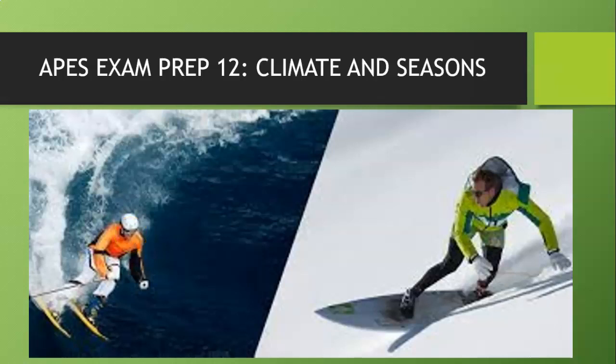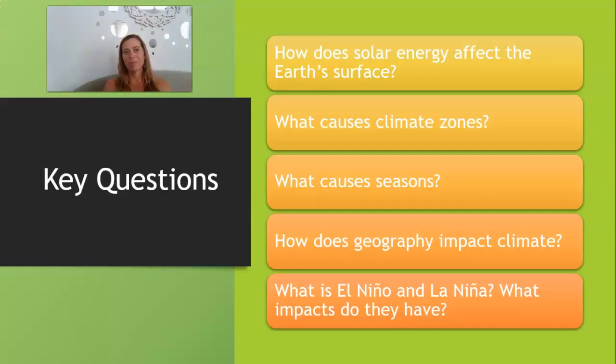This is going to piggyback on prep 11. Still talking about climate, but we're also going to talk about seasons. The key questions for this lecture are going to be: how does Earth's solar energy affect the Earth's surface? What causes climate zones? What causes seasons? How does geography impact climate? What is El Nino and La Nina, and what impacts do they have globally?